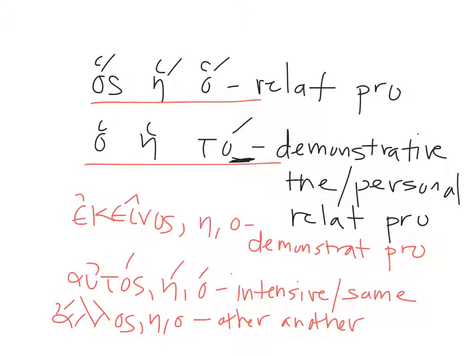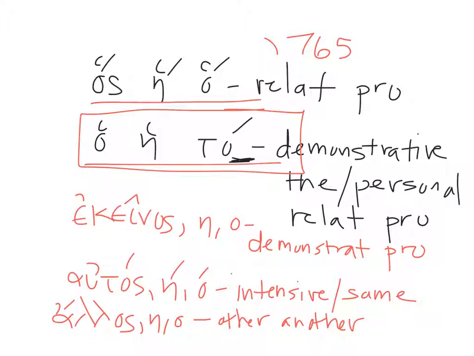For example, you can find the demonstrative pronoun in the back of the book. That's one that you really must memorize. The demonstrative pronoun is in section 765. If you don't have the confidence to write out the demonstrative pronoun following the paradigms in this video lesson, then look at 765 and learn them from there.